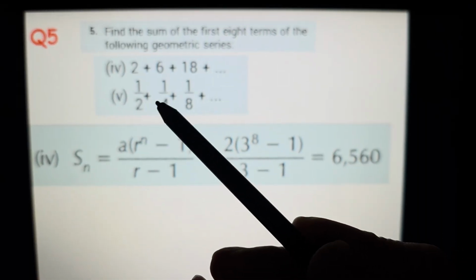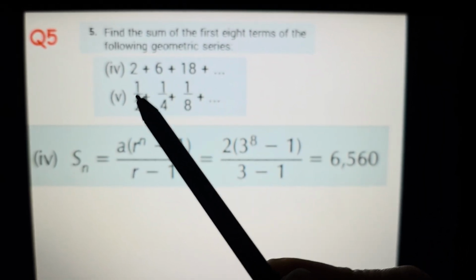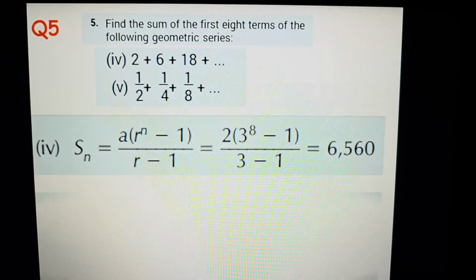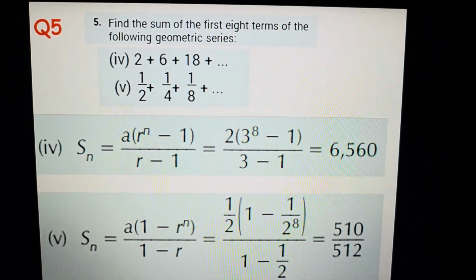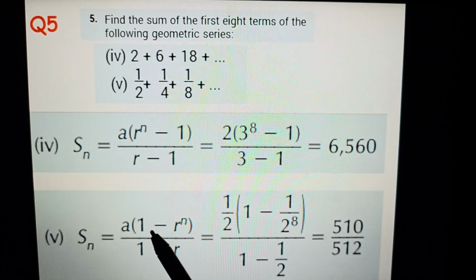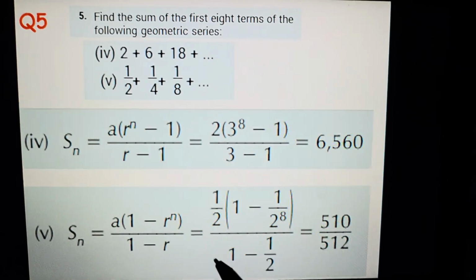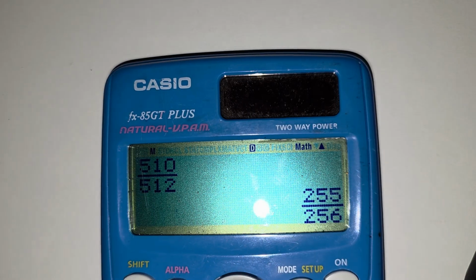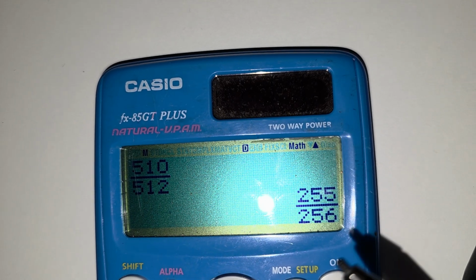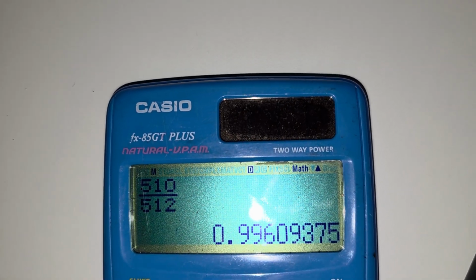For part 5, a is the first term, which is a half. Common ratio: term 2 divided by term 1, a quarter divided by a half, will give you a common ratio of a half. Sub it into your S of n formula. Again, it's just the other way around here. Use the formula from the log tables, page 22. Sub into it and you should get out 510. Now that'll simplify as a fraction, and you actually get back 255 over 256 as your answer, or the decimal equivalent.